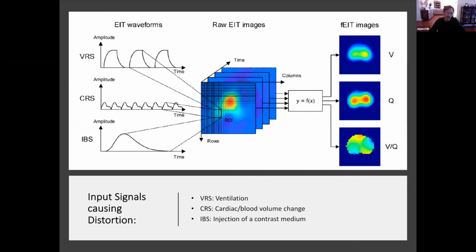Or in an experimental situation, we can inject a highly resistive fluid, or the opposite, a low impedance fluid, and we can inject and measure blood volume uptake or change within the chest.